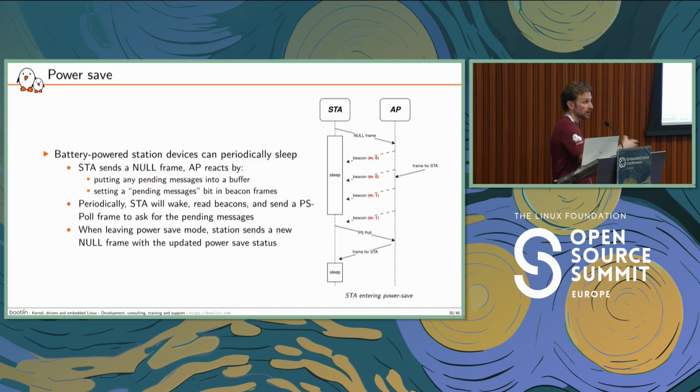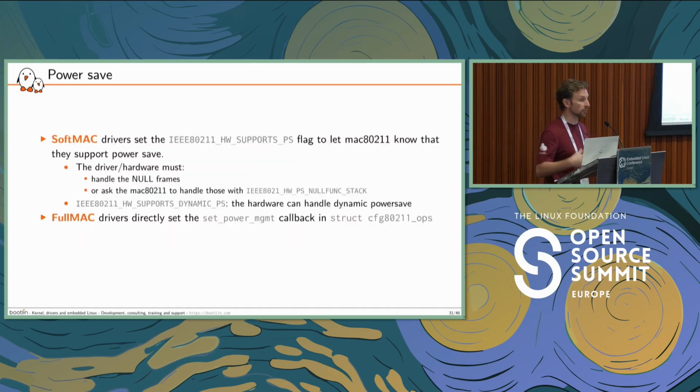From time to time, my station will wake up, listen for the beacons, and check if there is a pending message for it. If so, there is another well-defined message to ask the access point to dequeue those pending messages and to send them. So this is this PS-Poll frame. Once again, this is a feature which is pretty well supported with the SoftMAC layer. I still have to let the core know about the fact that I can support this feature. So we have yet another flag to set, this time in the hardware structure. And after that, the core will consider that I am compatible with this sleep mode.